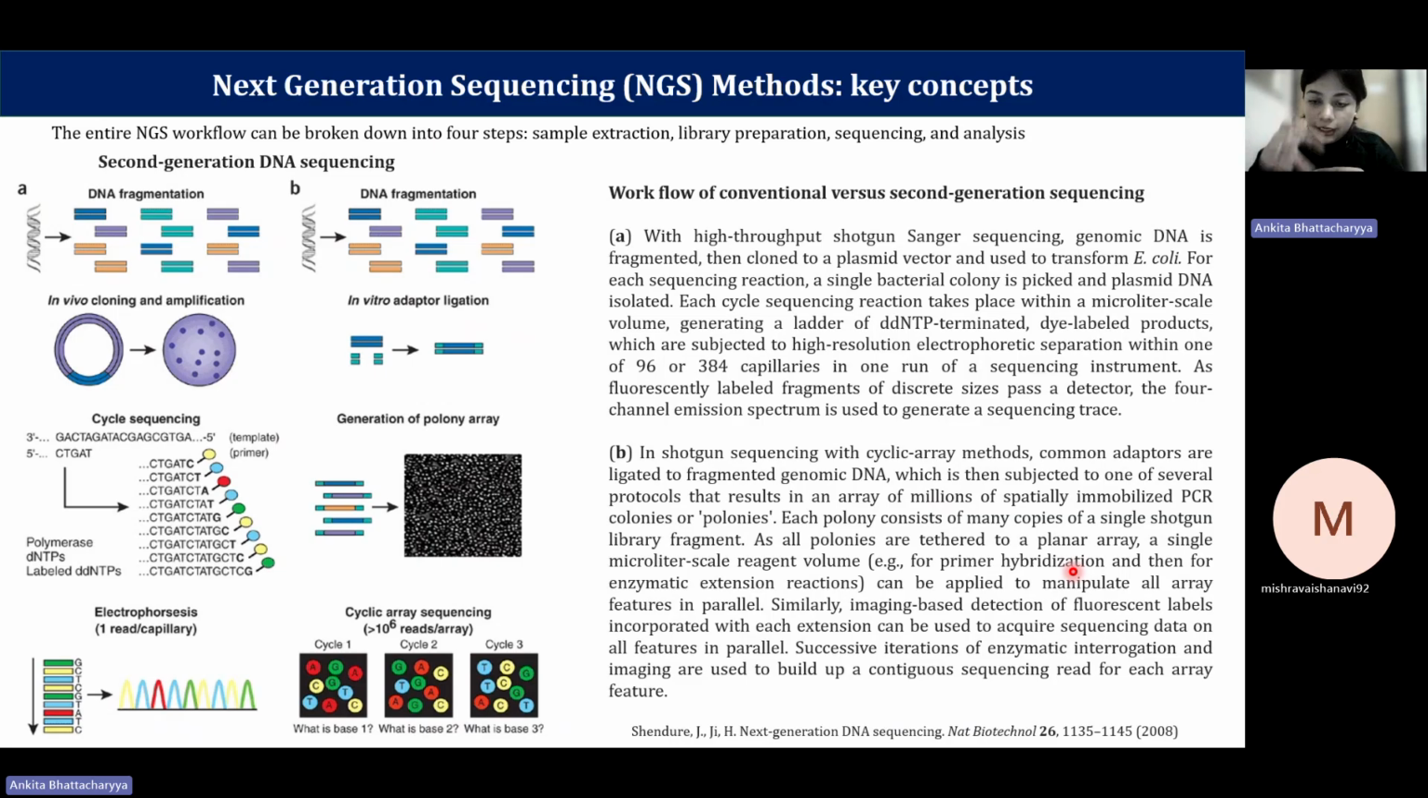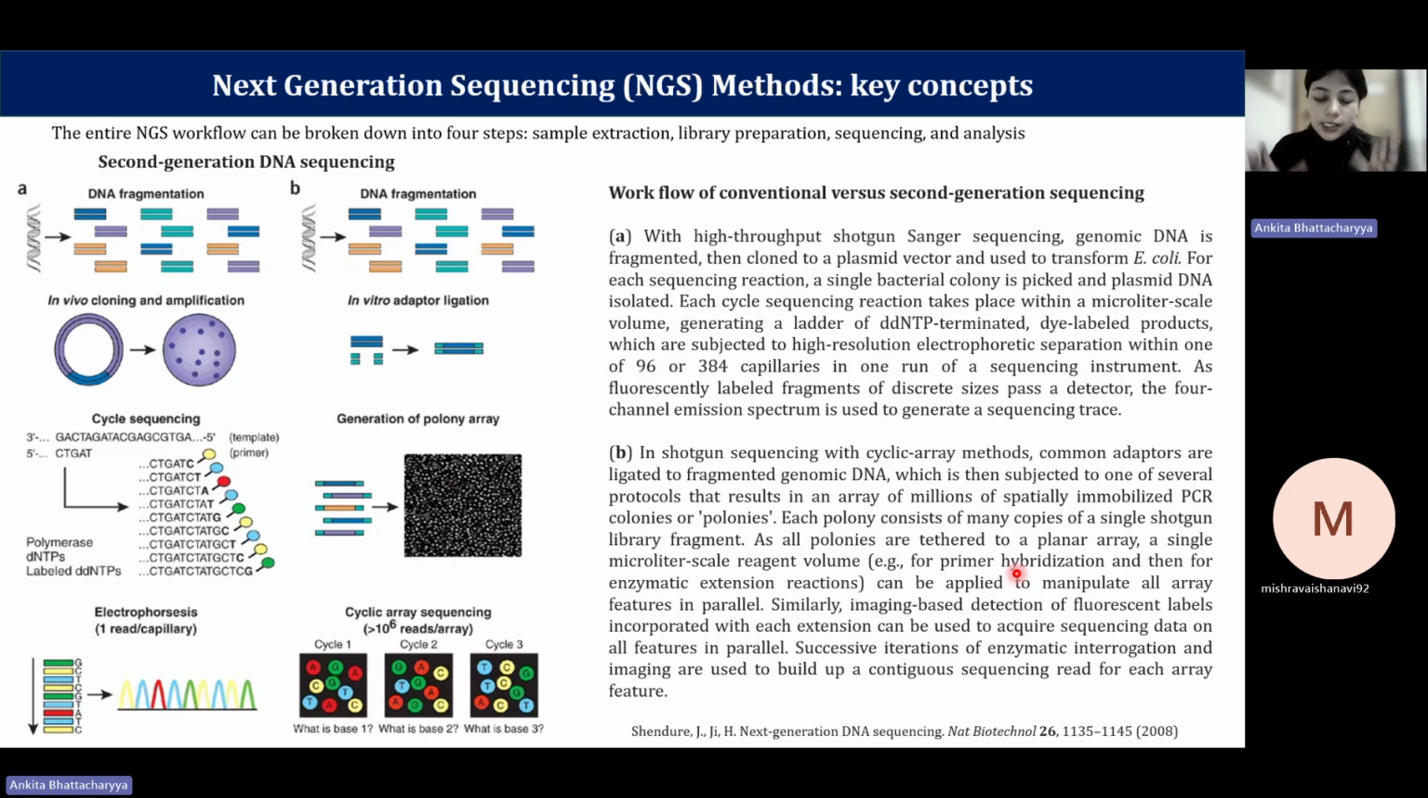So inside that region, what all is present? First is your template. That template is this blue colored fragment. Second, you have multiple reaction components. You have your primer, you have your enzyme which will carry out polymerization, etc. So what this idea of Polony does is restrict this region, and within a microliter scale reagent volume, you will have primer hybridization, you will have enzymes which will be able to carry out extension, and then you can actually image it.